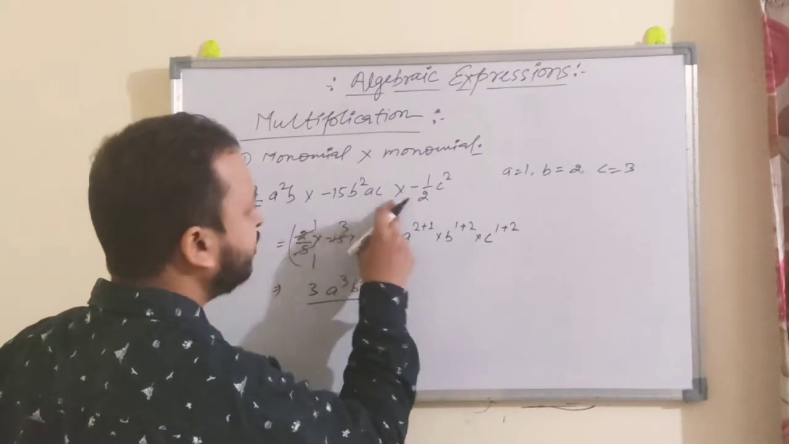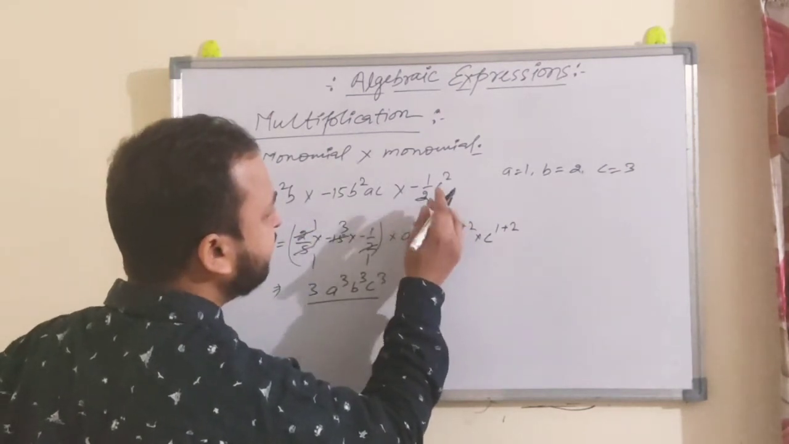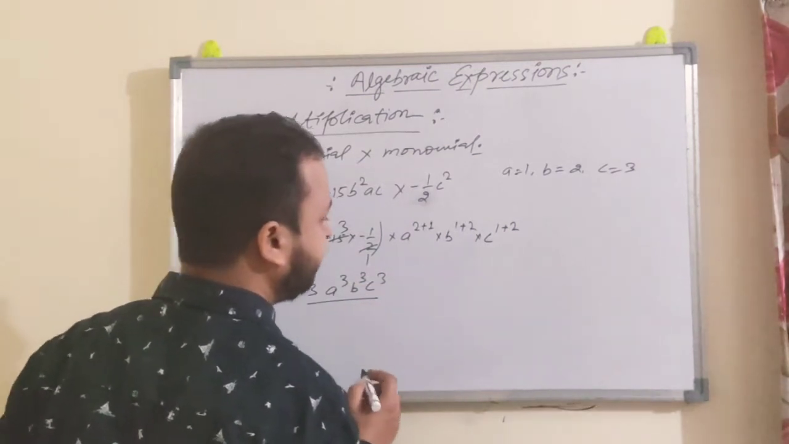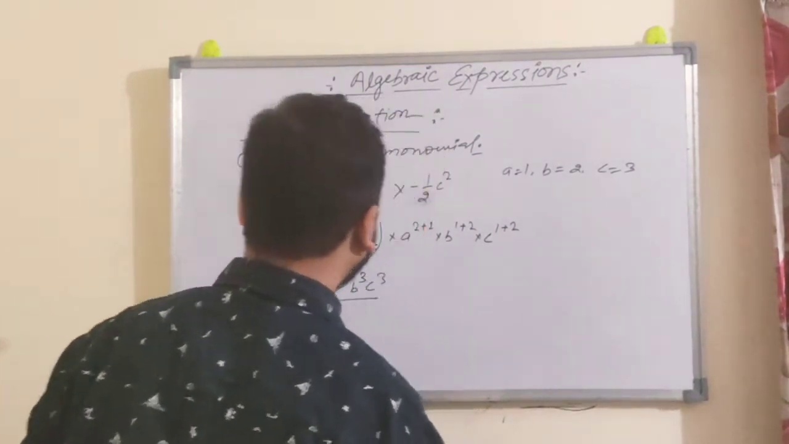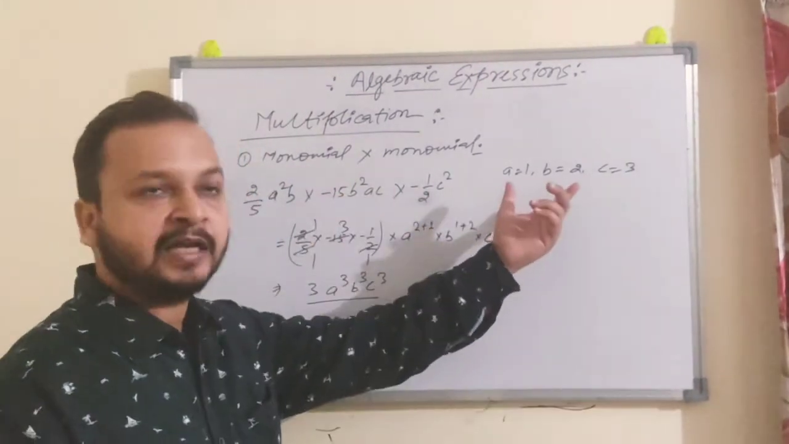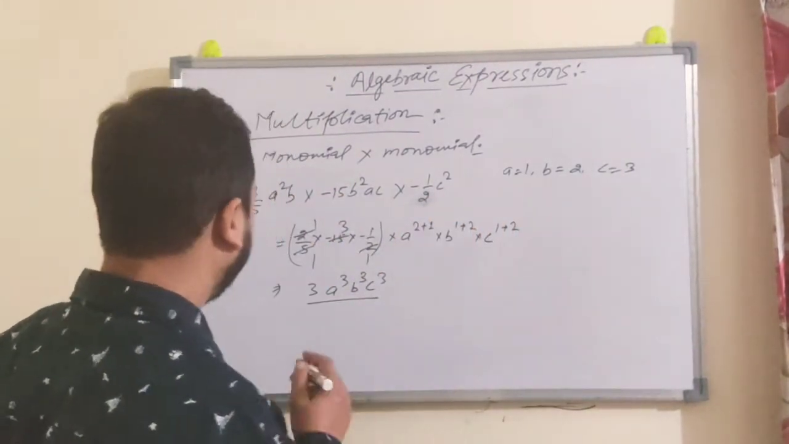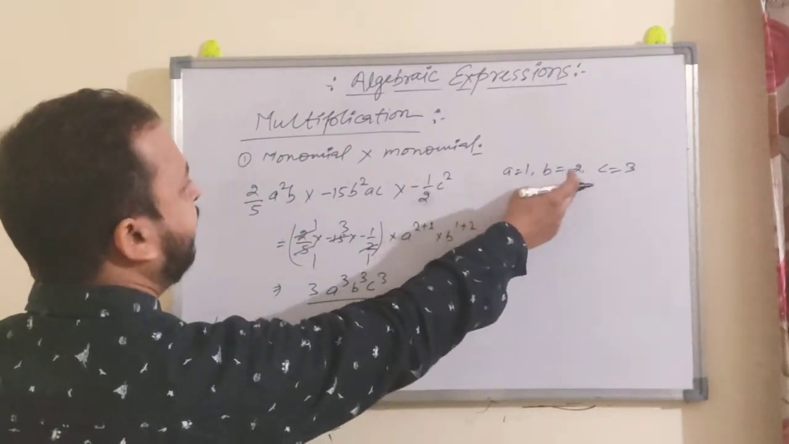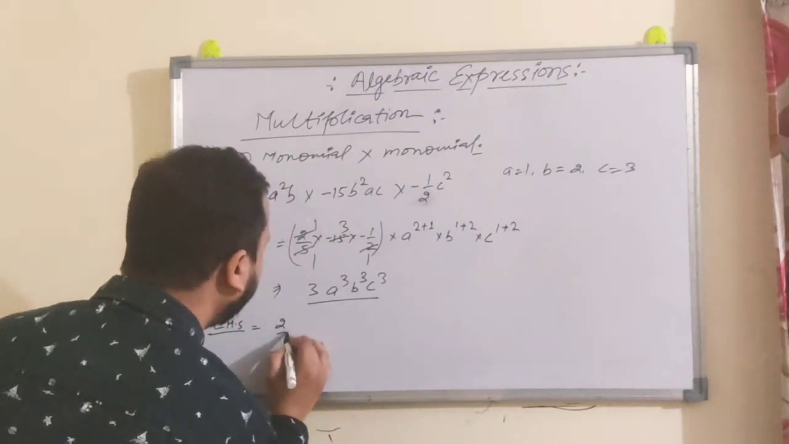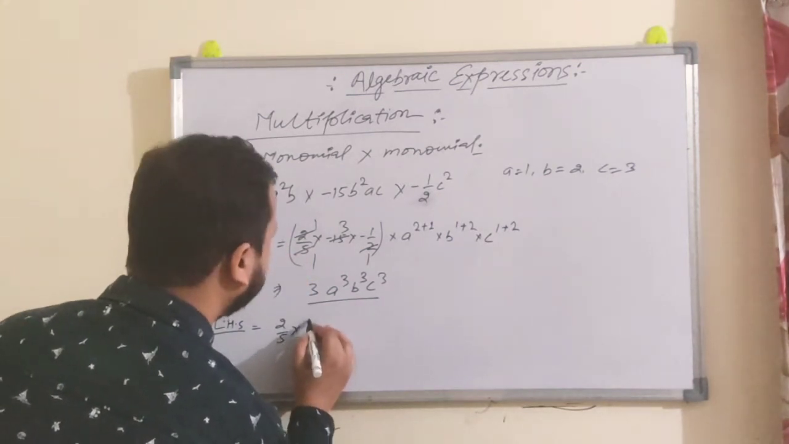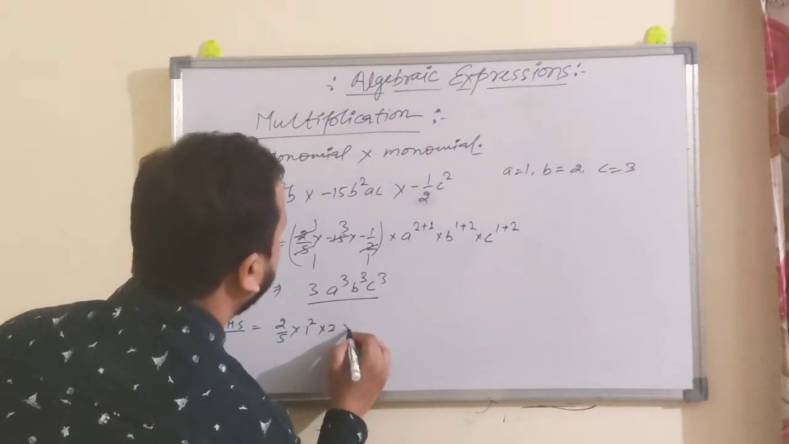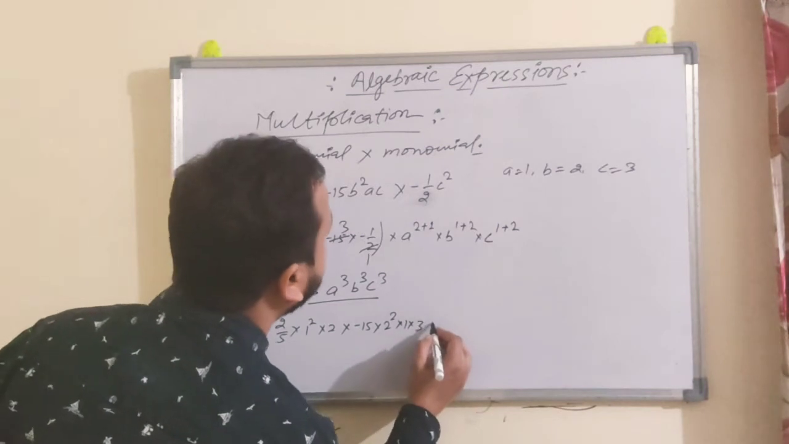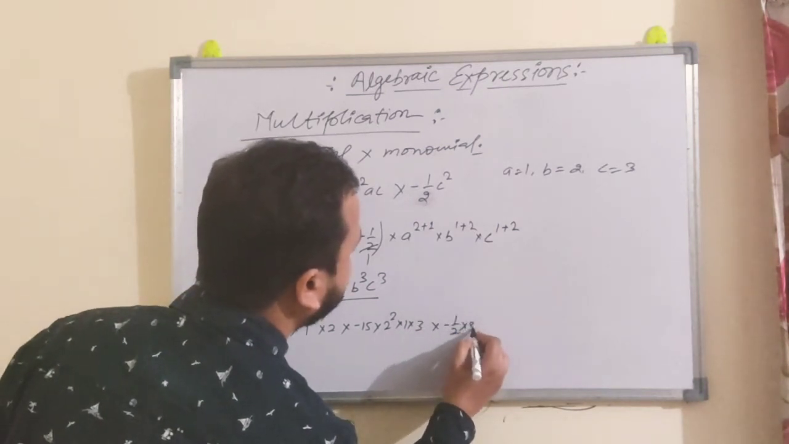Right? So this you can consider as LHS, and this is RHS. So we have to verify it. It means we have to verify it for LHS and then verify it for RHS. So for LHS, put values of a, b and c here. 2 by 5 into 1 square into 2 into minus 15 into 2 square into 1 into 3 into minus 1 by 2 into 3 square.